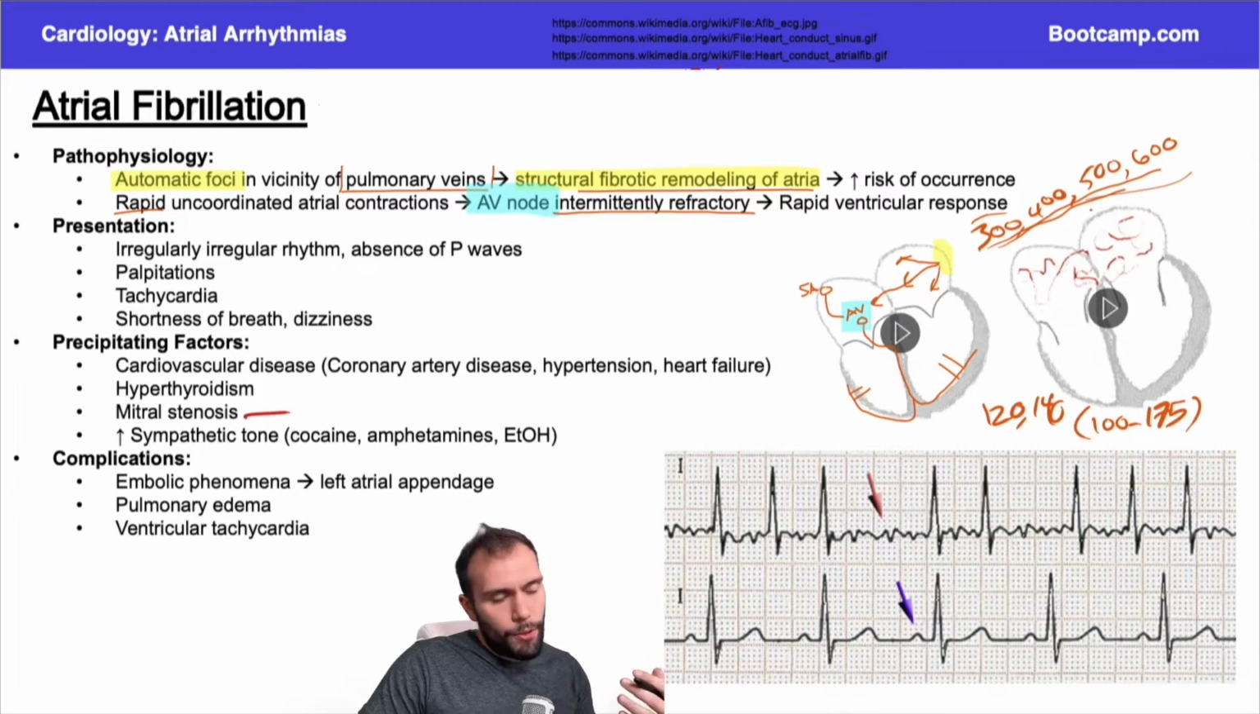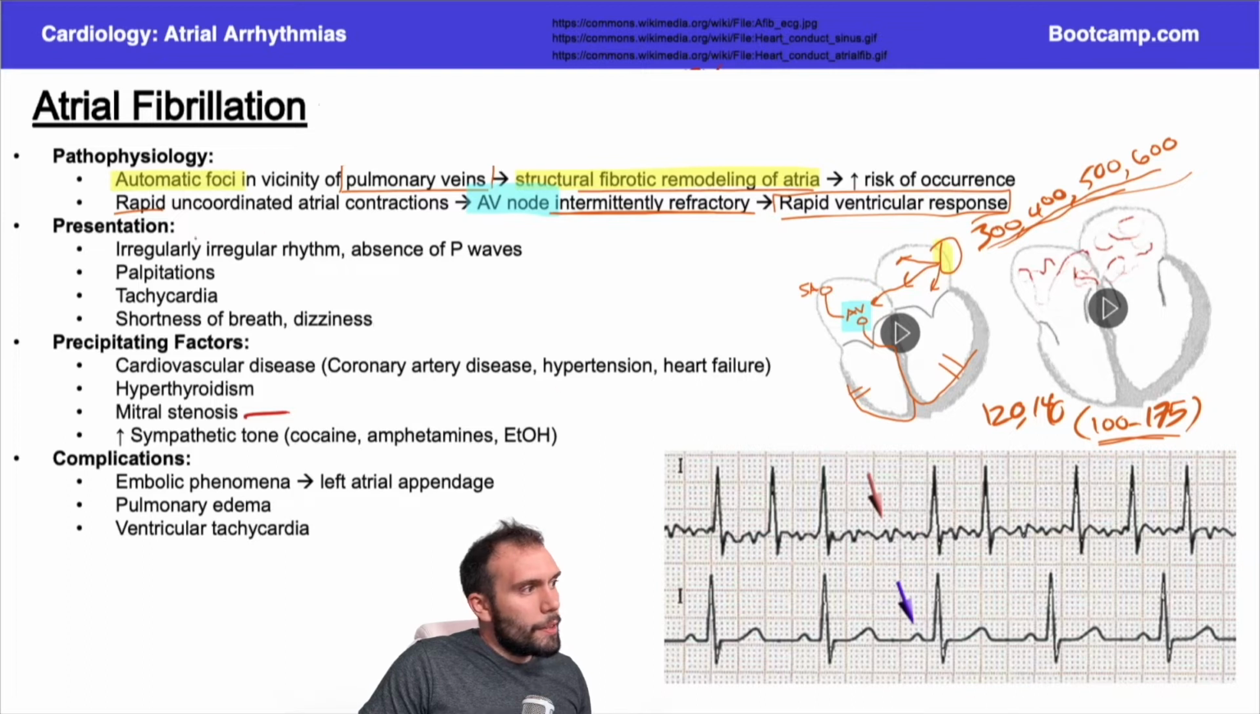So my point is, when you're looking at AFib on an EKG, do you see 500 beats per minute? No, you never see that. You see between 100 and 175. That's typically called rapid ventricular response. It means that these signals coming from this automatic foci are getting through the AV node and into the ventricles. And because not all the signals are making it through the AV node, since it's intermittently refractory, the heart rate usually is between 100 and 175. So here is a great example of one of these EKGs.